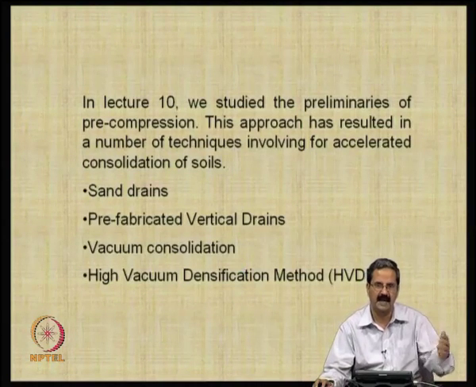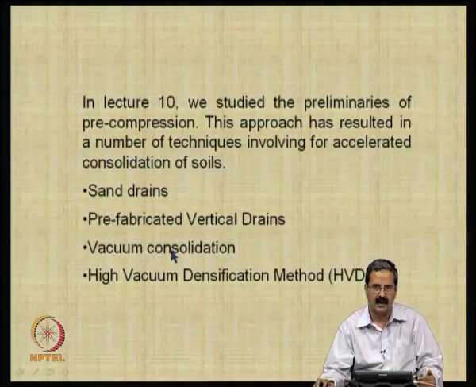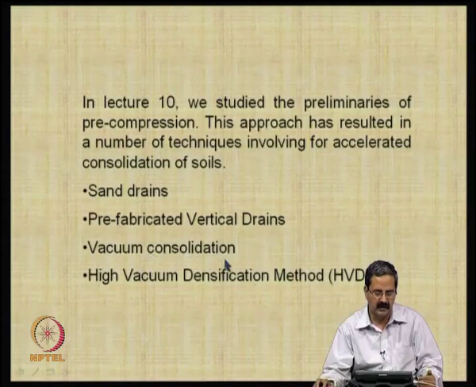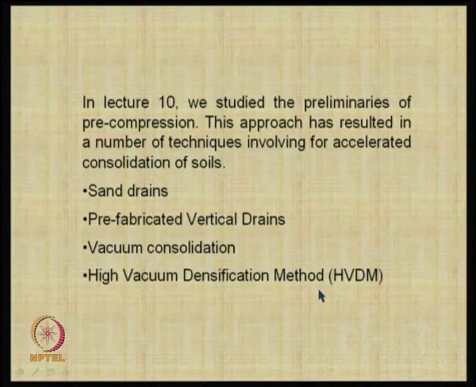Then we will also see vacuum consolidation, which is something again like we are supposed to construct 4 to 5 meters of embankment, but there is a possibility that if you need to construct that much height, it is okay, but the preload can be reduced even using vacuum. You will see its advantages also. There is another method called the high vacuum densification method, which has come just about for the past 2 years. Chinese have discovered that, and they find it is very effective compared to many of the other methods also.